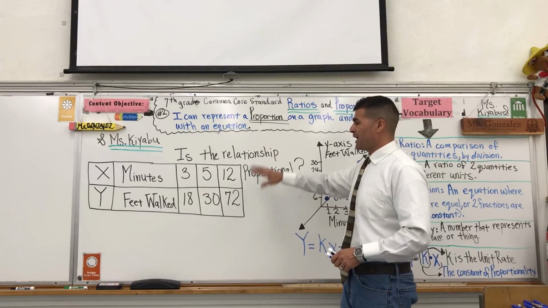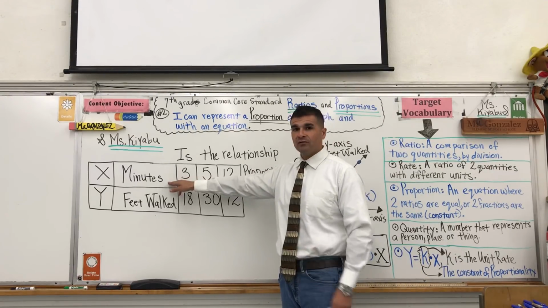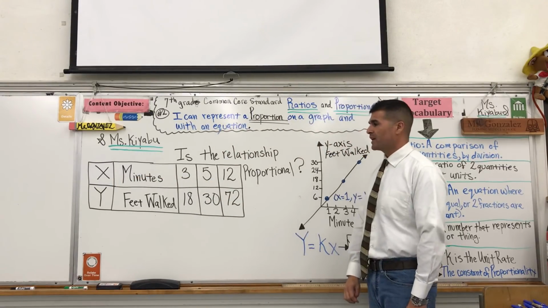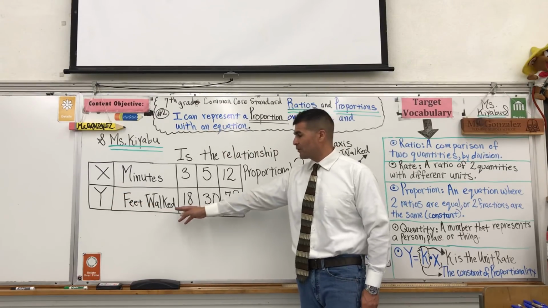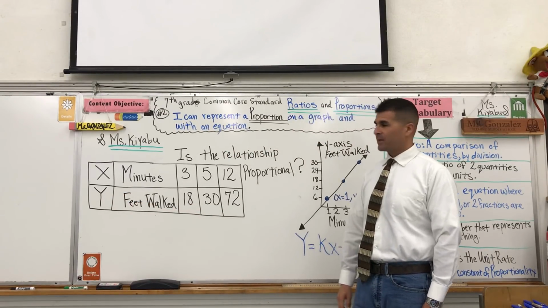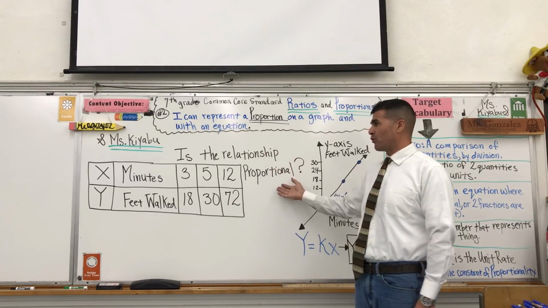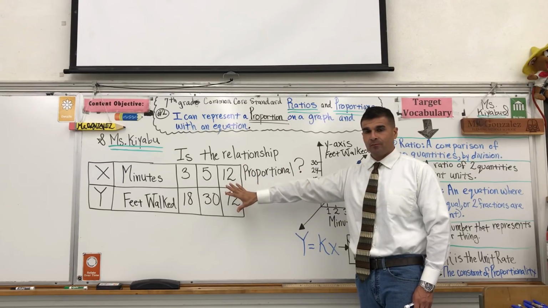So, here's what we have. We have a table, and on this table there's a number of minutes, and we're going to use the variable x to represent the number of minutes that you walk. And we're going to use the variable y to represent the number of feet that you've walked. Now, we need to figure out whether or not this is a relationship that's proportional. So, is the relationship proportional on this table?